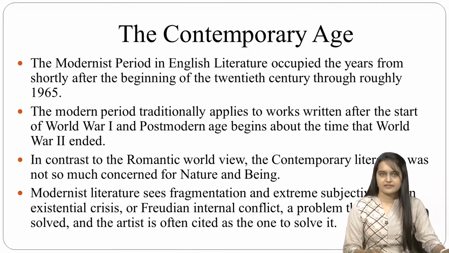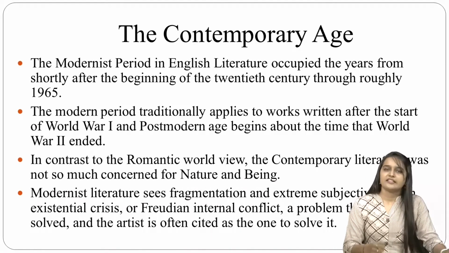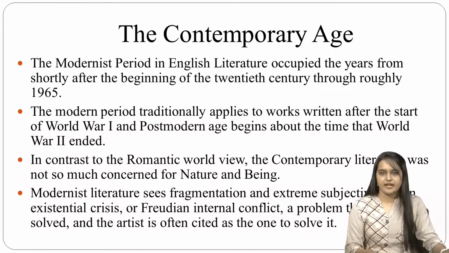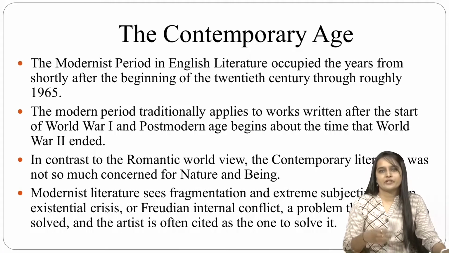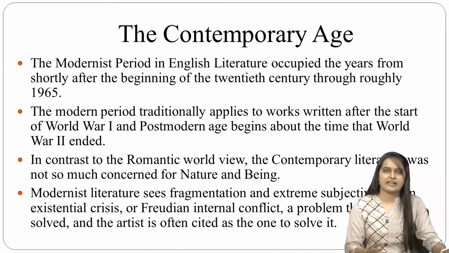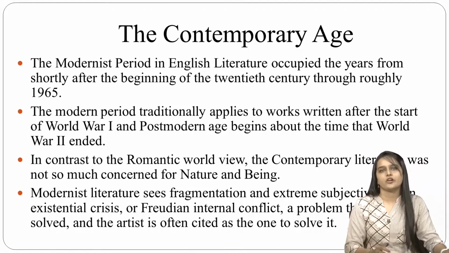The contemporary age starts with the modern period and assimilates the postmodern period as well. The modern period traditionally applies to works written after the start of World War I, and postmodern age begins about the time that World War II ended. Contemporary literature reflects current trends in life and culture. Common features include bold experimentation with subject matter, style, and form, encompassing narrative verse and drama. New criticism also appeared at this time, led by the likes of Woolf, Eliot, William Empson, and others, which strengthened literary criticism.